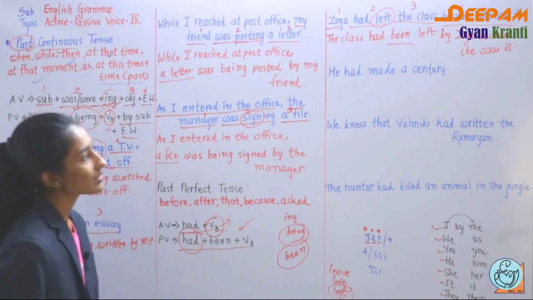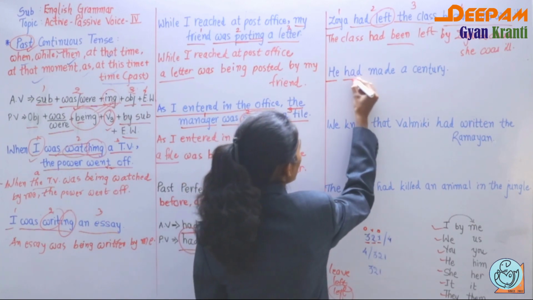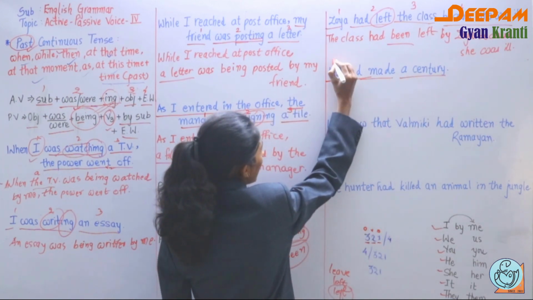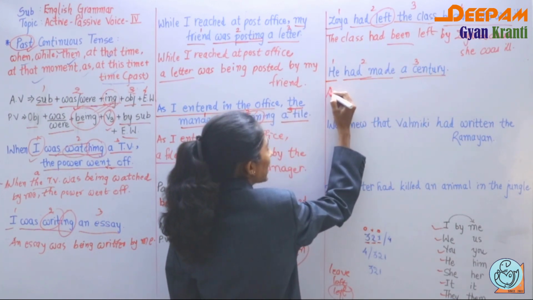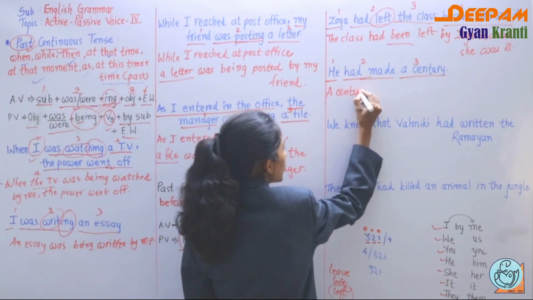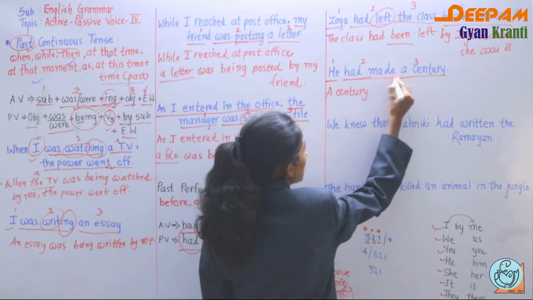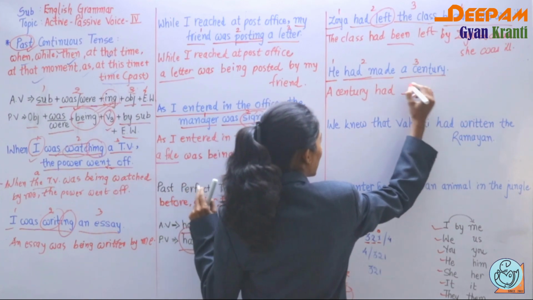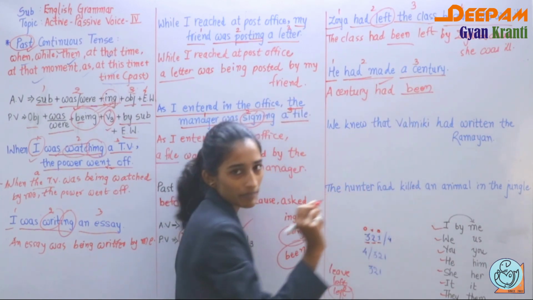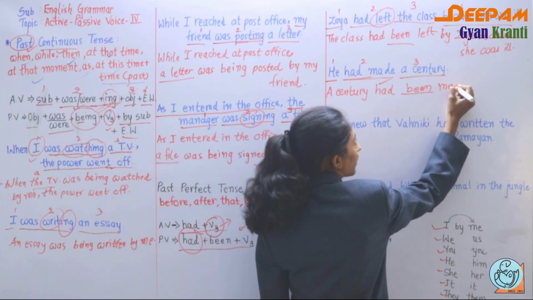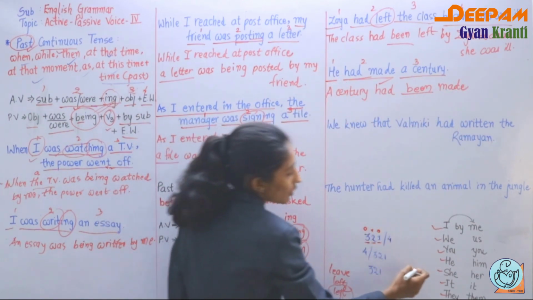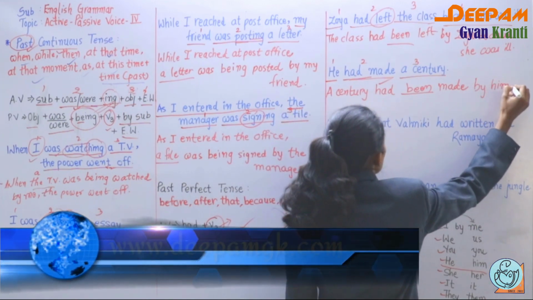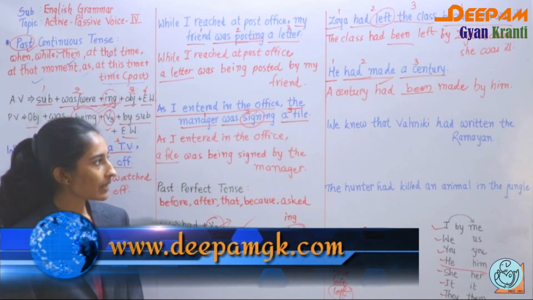Now next one, he made a century. So see, subject he, action, helping verb had, main verb that is made, and a century, that is the extra word. So 1, 2, 3. So definitely third number comes forward. So a century. Then what we have to add? See, had plus made, means we have past perfect tense. So had, then what I have to add here? Been. Made is already V3, make, made. So had been made. Then subject, so he. So if he is given, so what we have to write? By him. Right, so what is the answer? A century had been made by him.